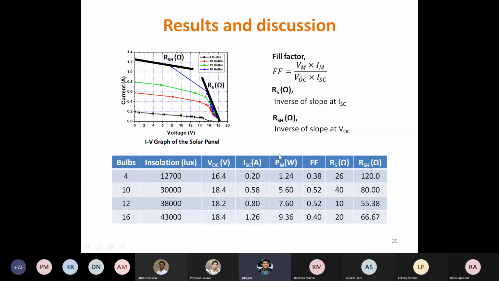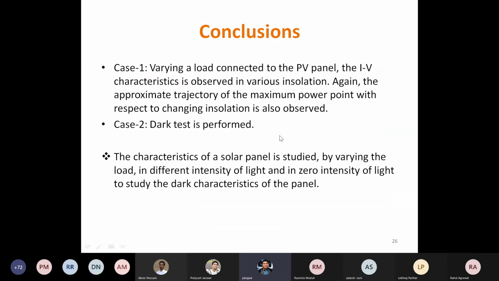So it can be concluded that in case 1, by varying the load connected to the PV panel, the IV characteristic is observed with varying insolation, and the approximate trajectory of the maximum power point with respect to the changing insolation is also observed. The dark test is performed in case 2, and the characteristic of the solar panel is studied by varying the load at different light intensities and at zero light intensity to study the dark characteristic of the panel.